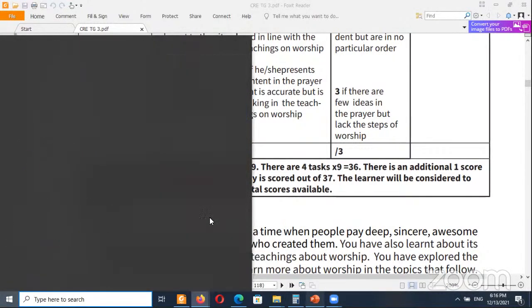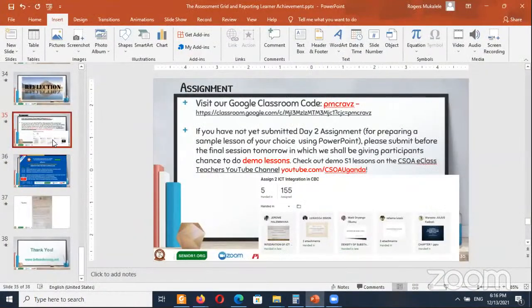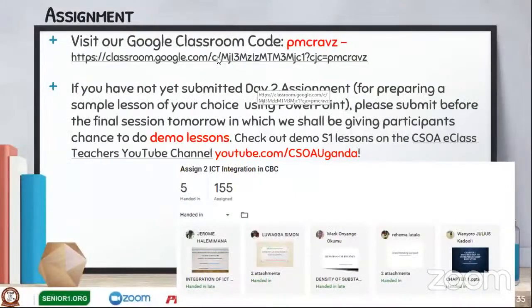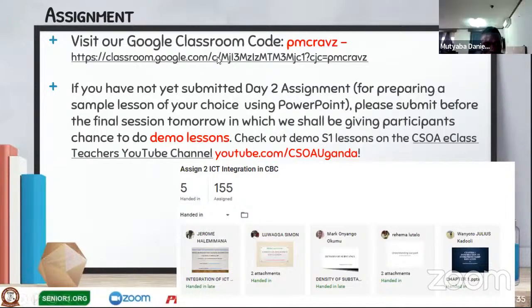As we are wrapping up today's session, I'm going to share with you this assignment. I don't know whether you're able to see my screen. Mr. Mutiaba, are you seeing my screen? I'm seeing it. I don't know whether it's mine or yours because I'm seeing it is having Google Classroom codes. Okay. Yeah, I think you are seeing mine. Yes, I can see it is yours.